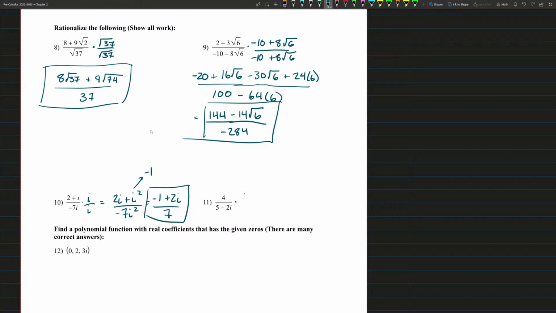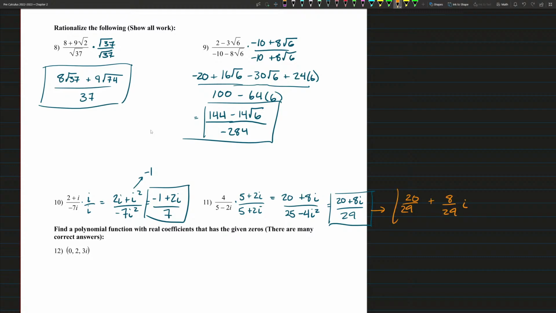Number 11 is a lot like number 9. We multiply by the conjugate of the bottom. So we do 5 plus 2i over 5 plus 2i. On top we get 20 plus 8i. On the bottom we get 25 minus 4i squared. So this is 20 plus 8i over 25 plus 4, which is 29. You can leave it like this. Really, your answer should be 20 over 29 plus 8 over 29i. This is technically standard form, but I will take that.